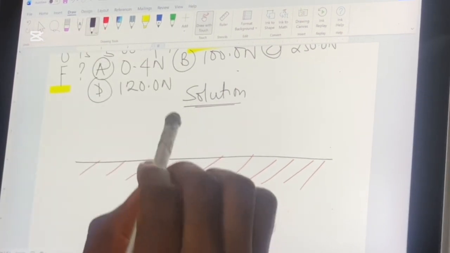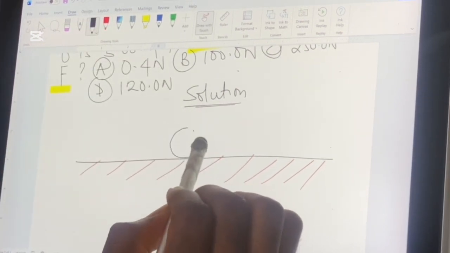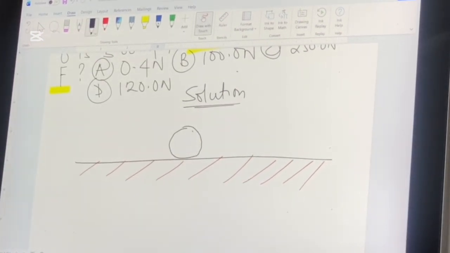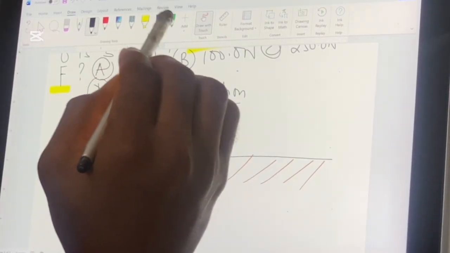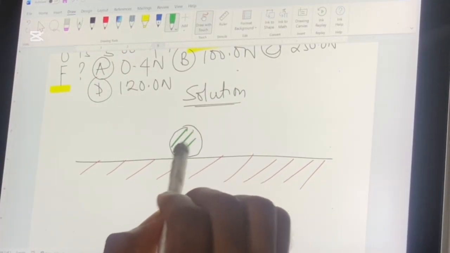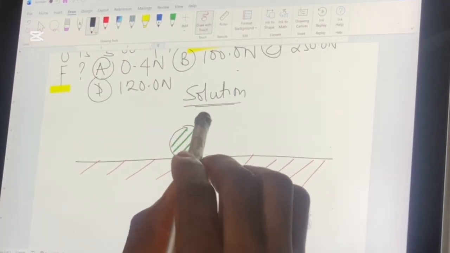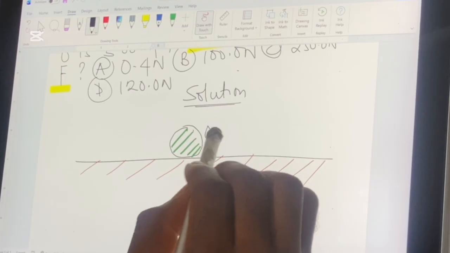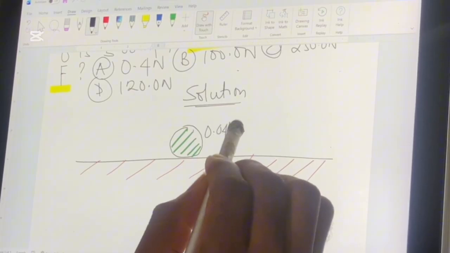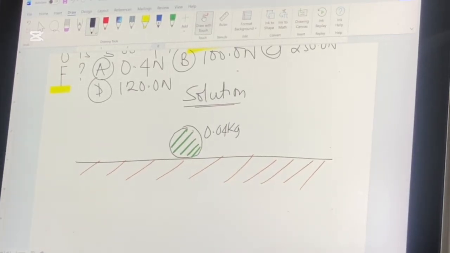Now this is the object here. Please just permit me for the freehand sketch, okay? Now this is the object here, and the mass of this object is very small. The mass is 0.04 kg. This is mass. And this object is at rest.